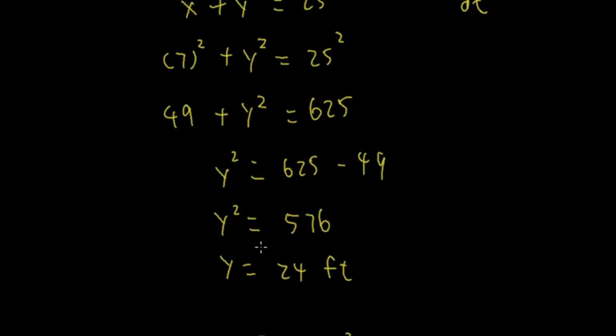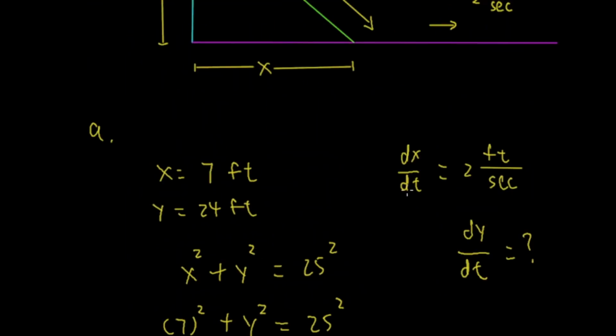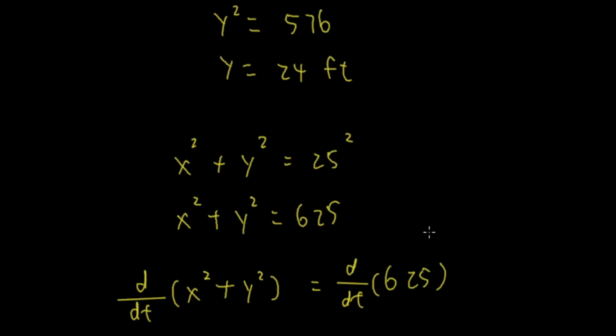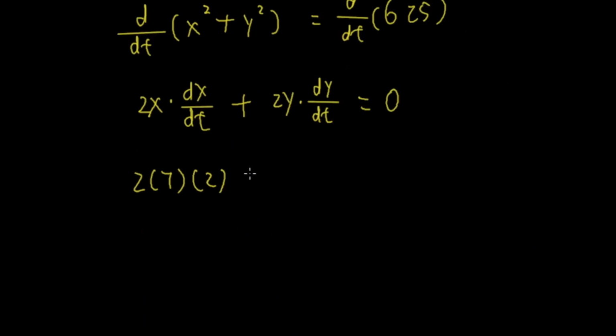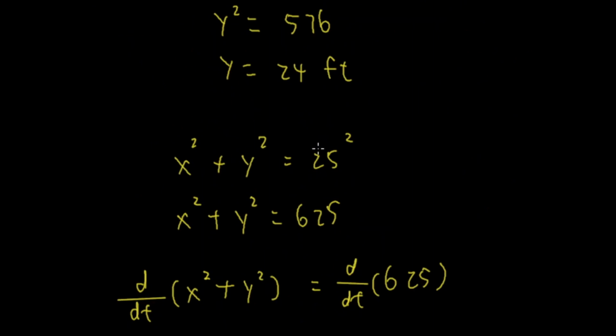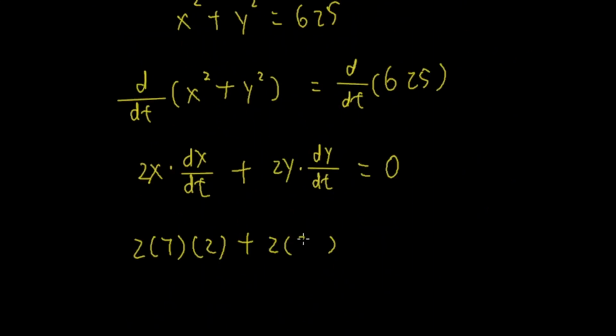Now, notice that dx over dt is positive 2 feet per second. Why? Because if you put this on the Cartesian plane, this side here, to the right side, is a positive x direction. So it's a positive 2. Now, plus 2 times y. What's y? We calculated that it equals 24 feet when x is equal to 7. So this is 24 times dy over dt. We don't know what that is. We're looking for that.